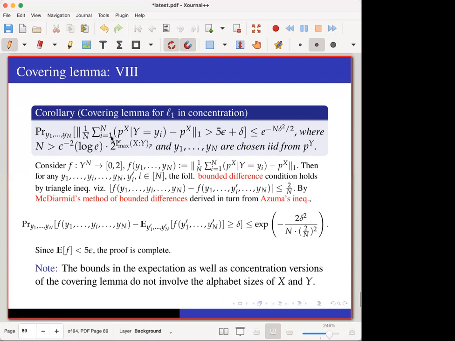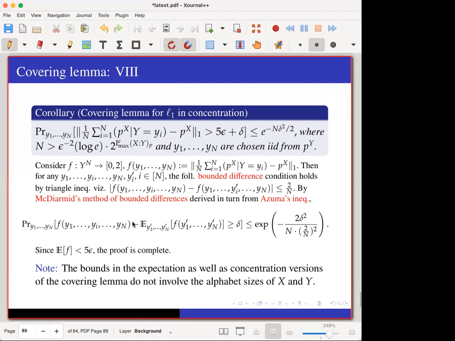So it's the same thing, the sample average of the conditionals. I'm looking at its L1 distance from the marginal on Px. I know that the average of this L1 distance over the choice of the samples y1 to yn is less than 5 epsilon. Now suppose I want to go above the average 5 epsilon by an additive term of delta. Then the probability sharply drops off. It is less than this exponential quantity. So it's exponential in the sample size n, and delta squared by 2.